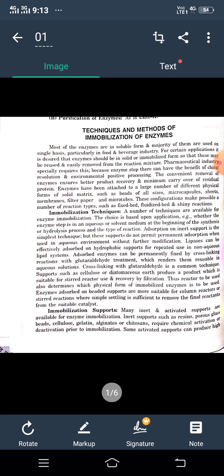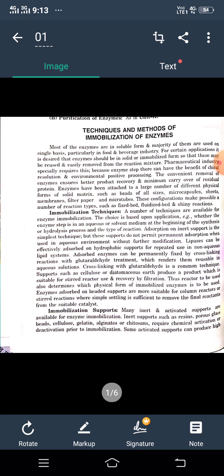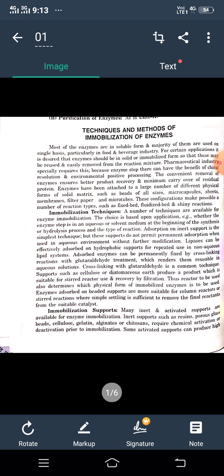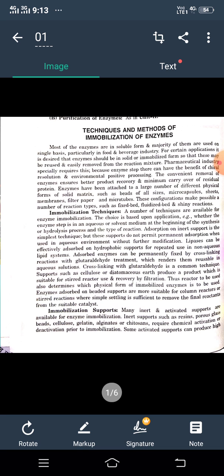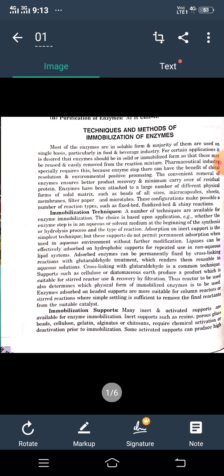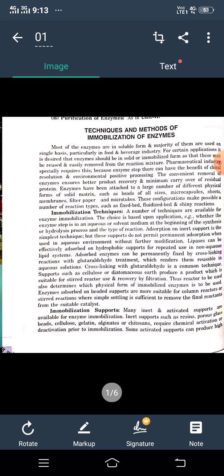Adsorption on inert support is the simplest technique, but these supports do not permit permanent adsorption when used in an aqueous environment without further modification. Lipase can be effectively adsorbed on hydrophobic support for repeated use in non-aqueous lipid systems. So, adsorbed enzymes can be permanently fixed by cross-linking reactions with glutaraldehyde treatment, which renders them reusable in aqueous solution. Cross-linking with glutaraldehyde is a common technique.